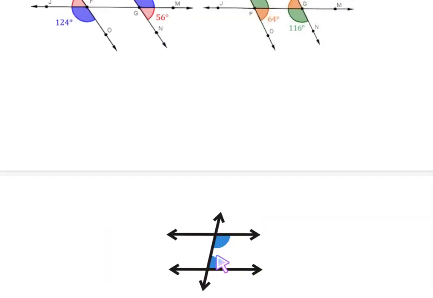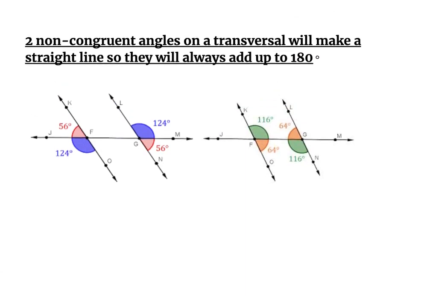Even if they're not actually making a straight line together, you can always take one and translate it up and realize, oh, together they make a straight line, they're going to add up to 180 degrees. Okay, so make sure that this is in your notebook as well.